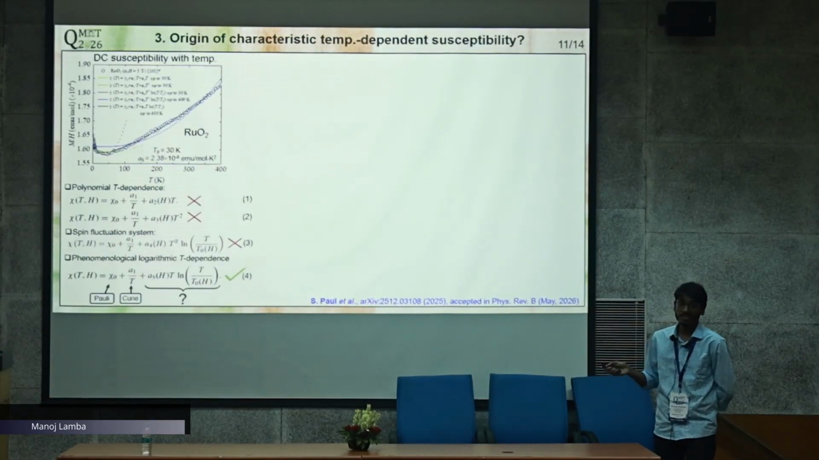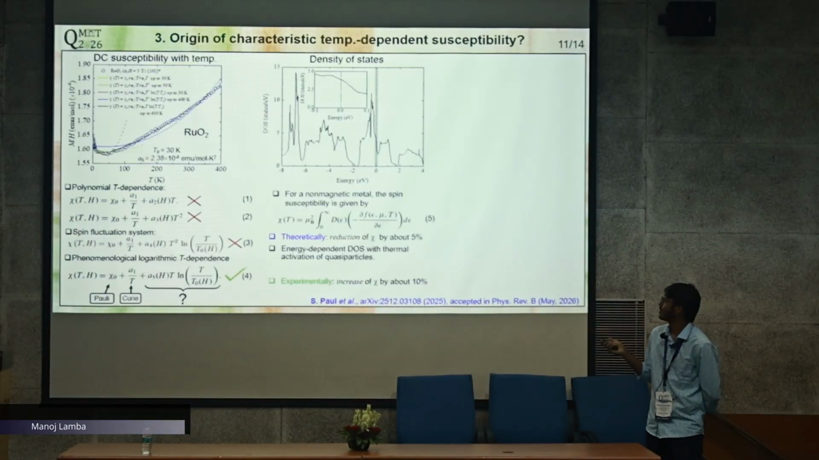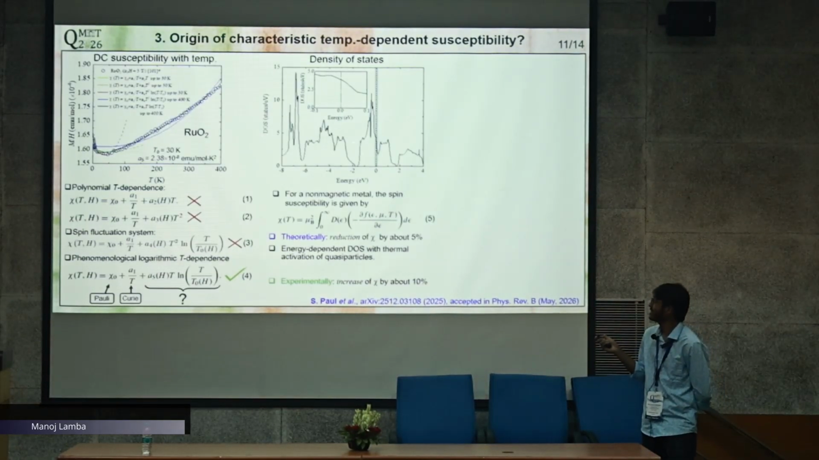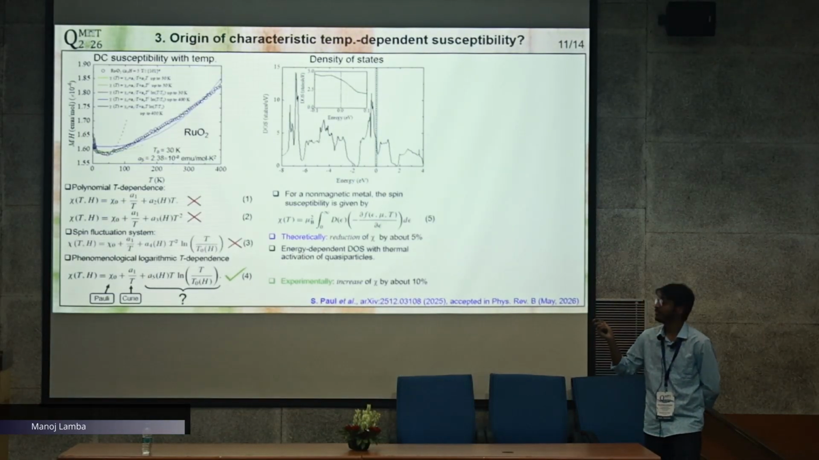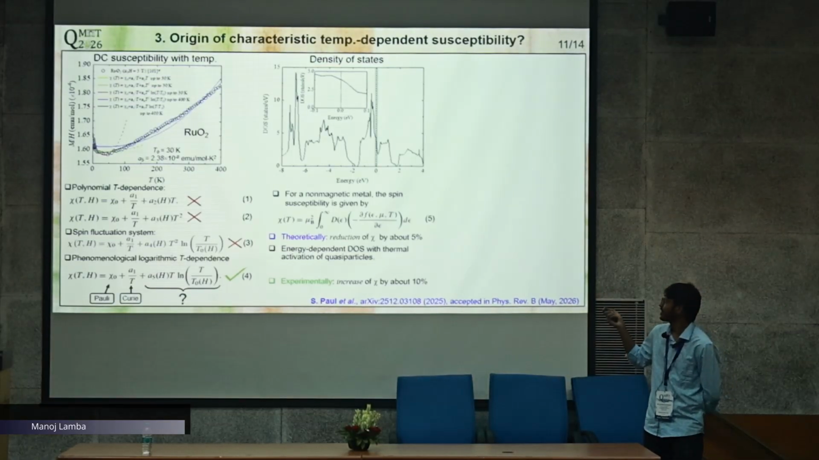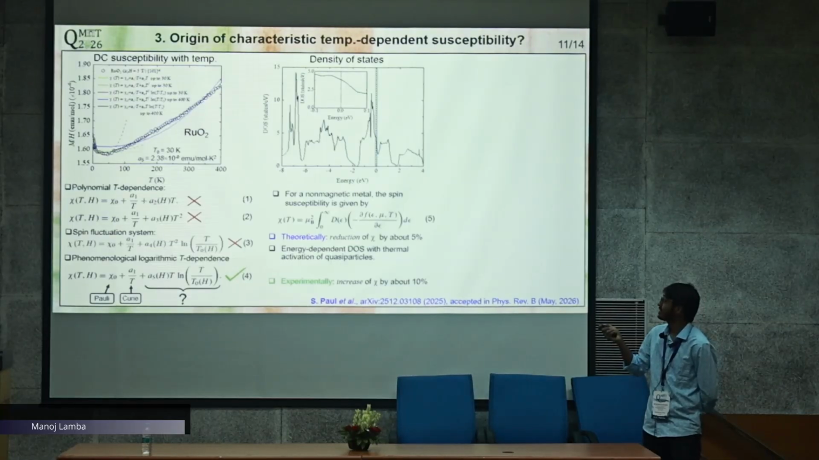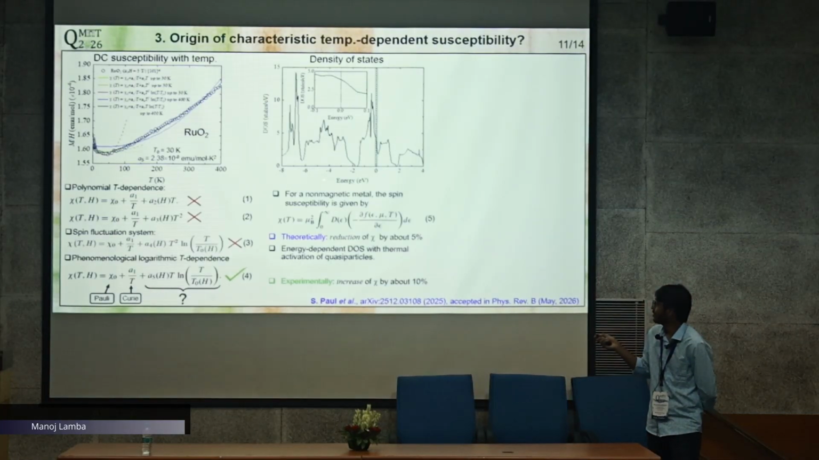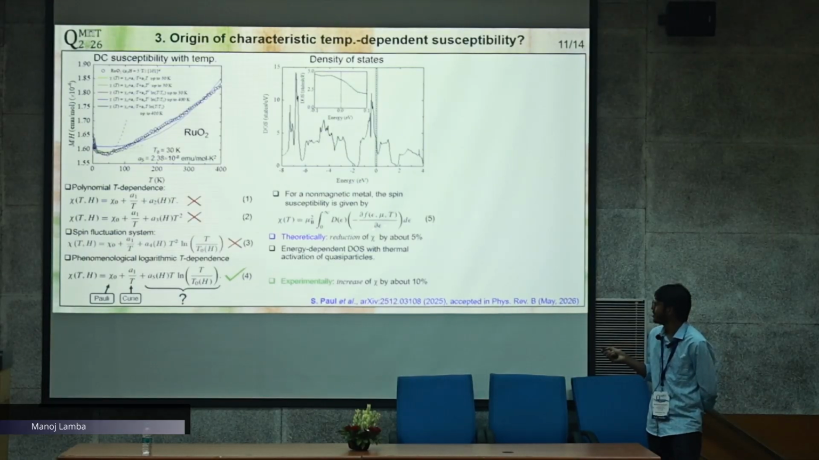So does it really mean anything about the energy dependence of the density of state? For that we check the density of state of this system with U equals 0, and that gives a non-magnetic or paramagnetic ruthenium dioxide system. In the vicinity of the Fermi energy, this shape is convex upward. And if we consider this shape, this actually tells that the average density of state is reduced with increasing temperature.